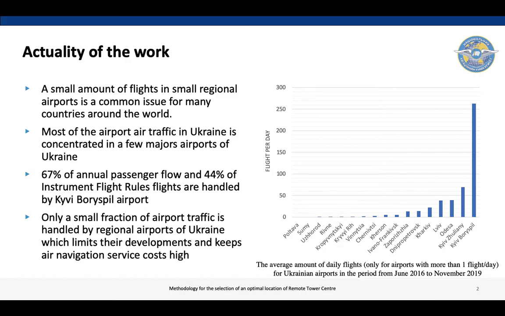In Ukraine, most of the airport air traffic is concentrated in just a few major airports such as Kyiv, Boryspil, Zhytomyr, Odessa, Lviv, Kharkiv, while 67% of annual passenger flow and 44% of instrument flight rules flights are handled just by one airport, Kyiv-Boryspil Airport, thus leaving just a small fraction of airport traffic to other regional airports of Ukraine, which limits their developments and keep air navigation services costs high.